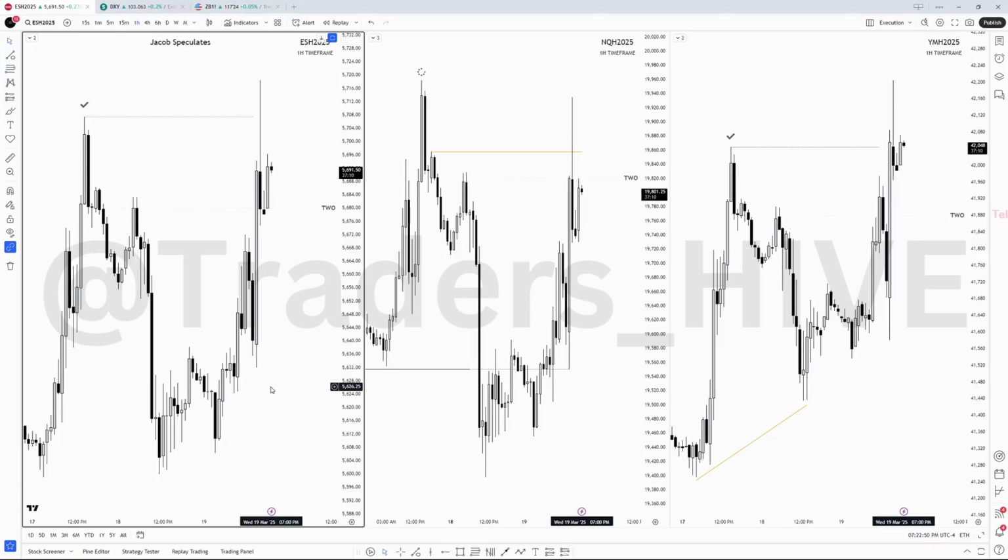Two stage means the second stage is always a lower time frame? Yes.